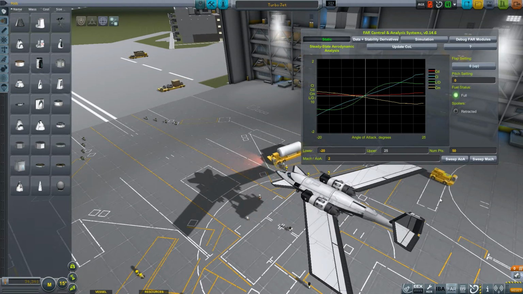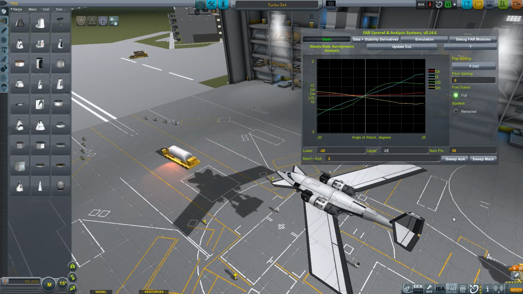Again, angle of attack is the difference between the direction your nose is pointing and the direction your plane is going. The difference between where you're pointing and the prograde marker on the nav ball as it relates to pitch. So how far you are pitched from your prograde marker. Here we can enter either a Mach number or angle of attack, and then we sweep the other value, and it goes from the lower to the upper divided by this many points.